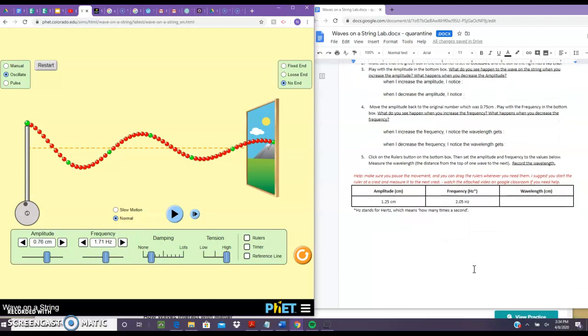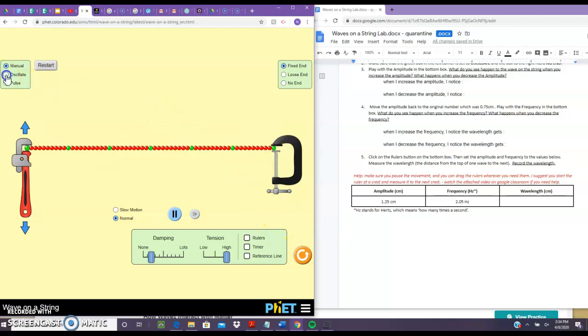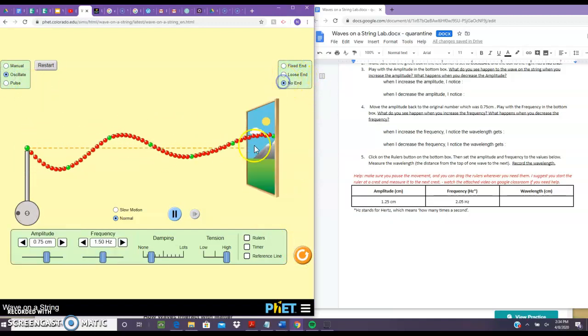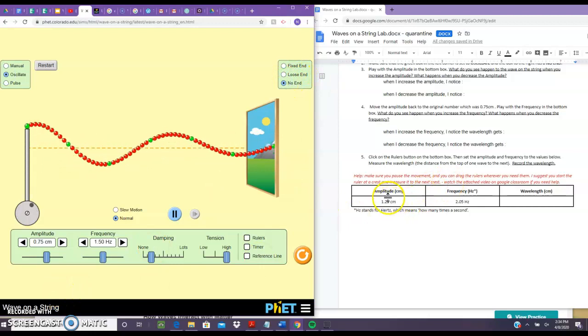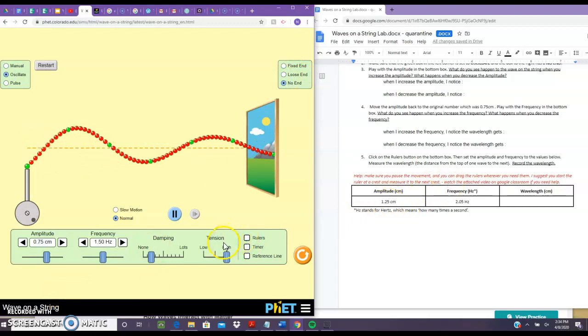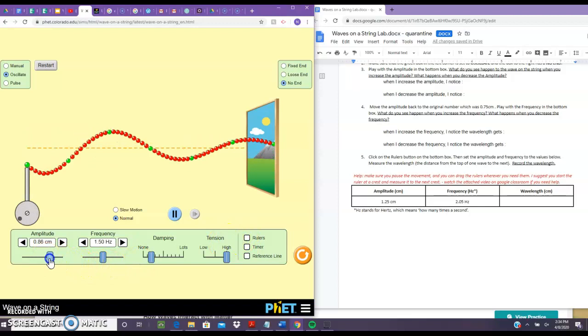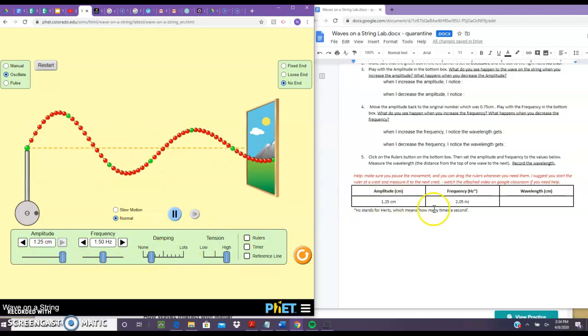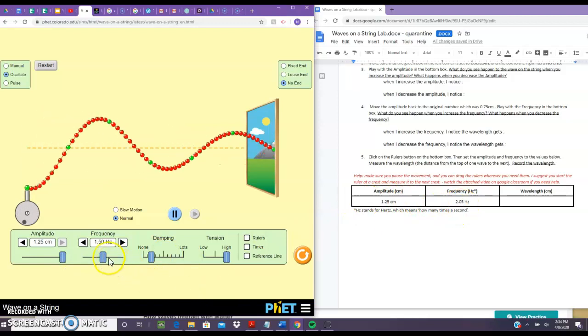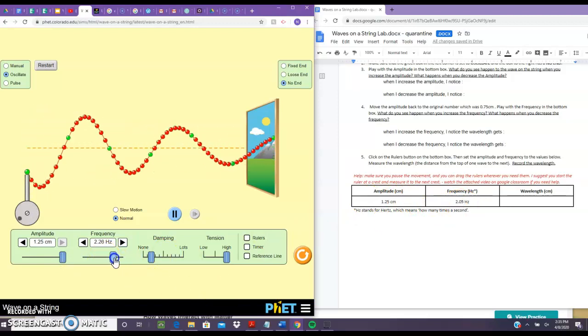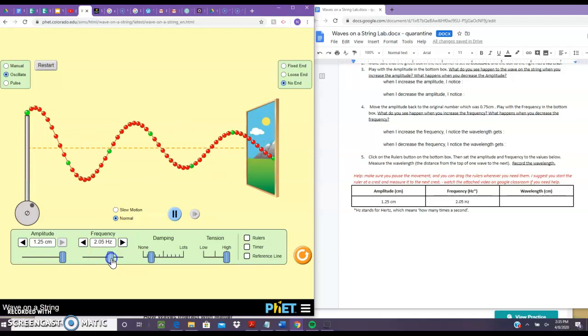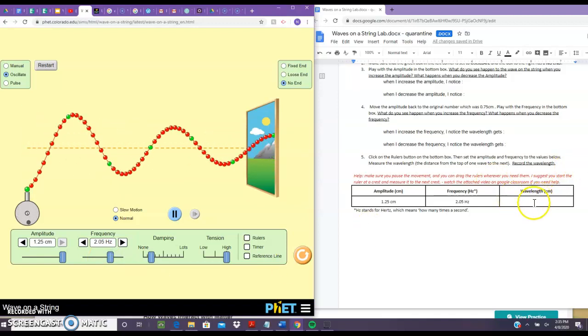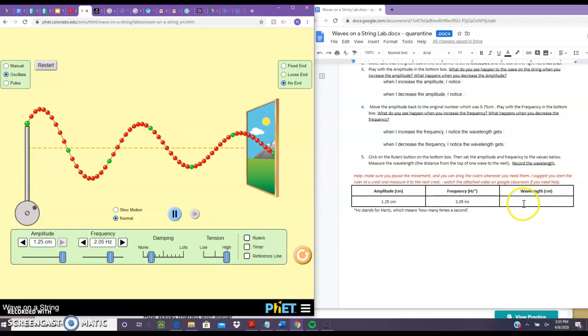We need to measure our wavelength, okay? So I'm just going to reset this here to go back to our original numbers. So my amplitude is at 1.25 actually, which is about the highest it can be. And my frequency is 2.05. 2.05, perfect. And my wavelength. So I need to measure my wavelength here.